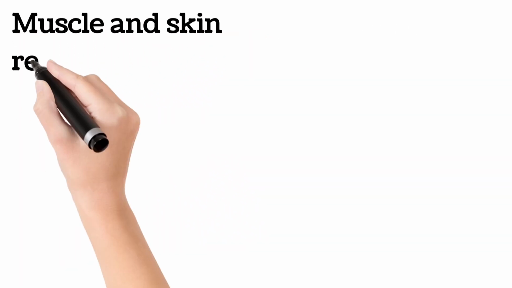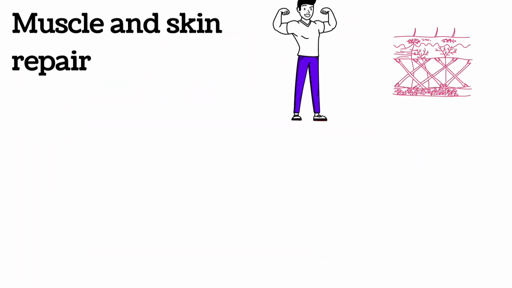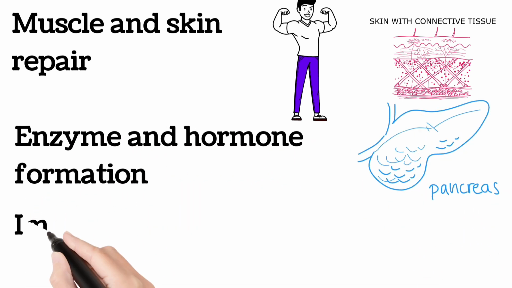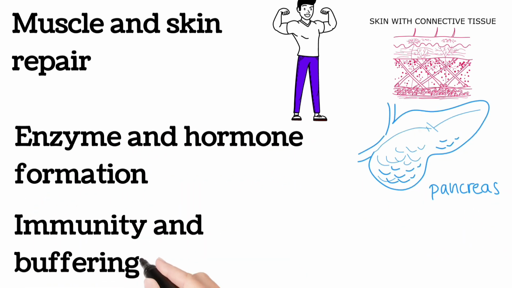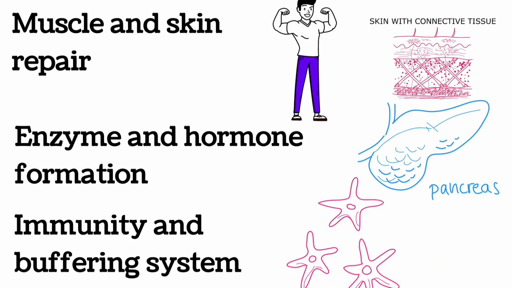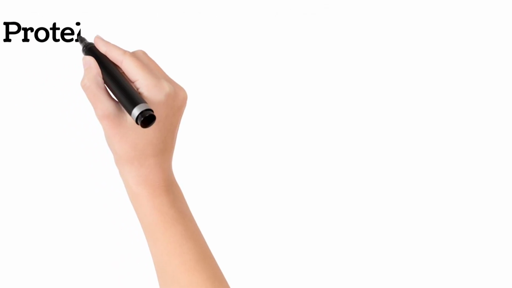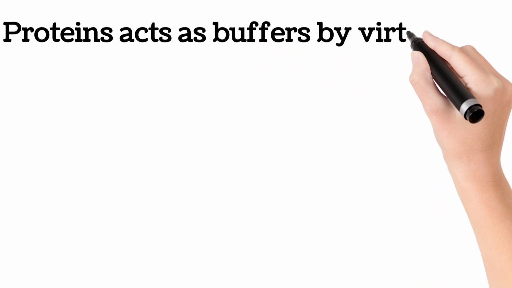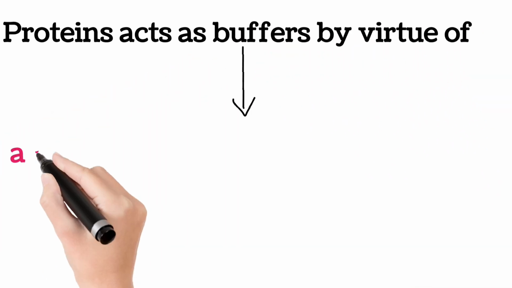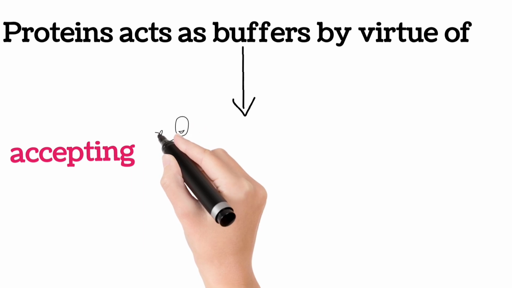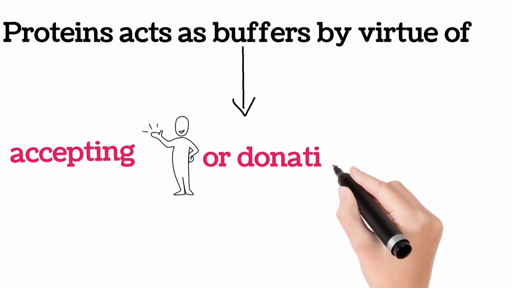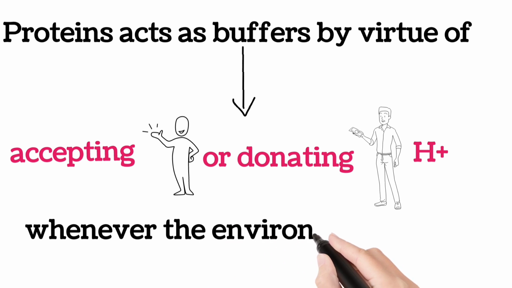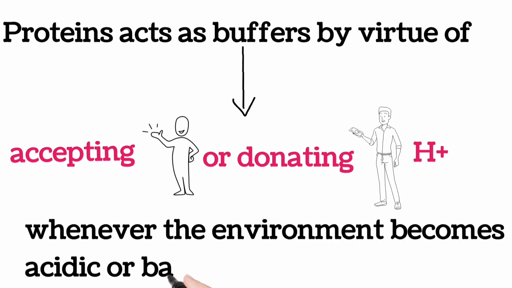Some of them include muscle and skin repair, enzyme and hormone formation like pancreatic juice, and immunity and buffering system capacities. Since this video is about the protein buffering system, they act as buffers by virtue of accepting or donating hydrogen ions whenever the environment becomes acidic or basic.